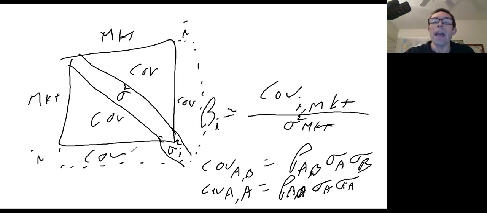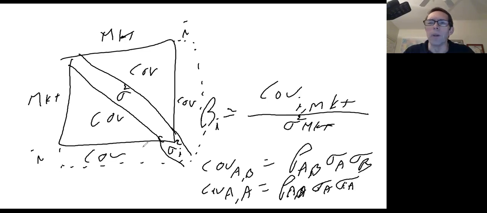We don't like that. If stock I has a lower than average covariance with the market, then this number in the numerator is going to be less than this number in the denominator. The beta of stock I will be less than 1. So if the beta of the stock is less than 1, when we add that stock to the market portfolio, we're adding a bunch of small covariance terms, and we will be reducing the standard deviation of the market portfolio. We like that. So we like stocks with a low beta. We don't like stocks with a high beta.